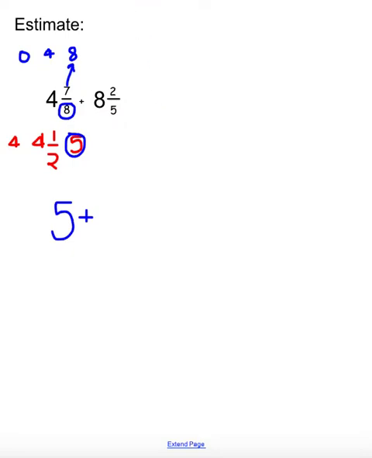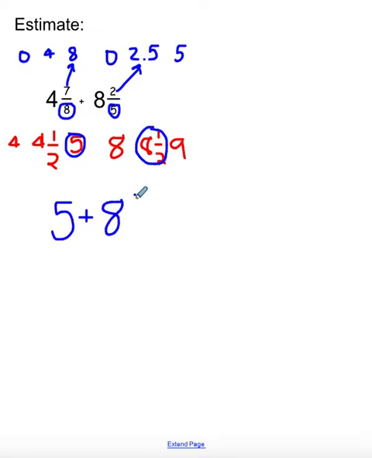Moving over to 8 2/5, my choices are 8, 8.5, or 9. And I'm going to look at my denominator, which is 5, and ask myself, what's half of 5? Half of 5 is 2.5. I still could have nothing, and a whole would be 5/5. Which of these 3 numbers is the number 2 closest to? I think it's closest to 2.5. So I'm going to use 8.5 as my estimate. So I'm going to take 5 plus 8.5, and my answer would be 13.5 for my estimate.